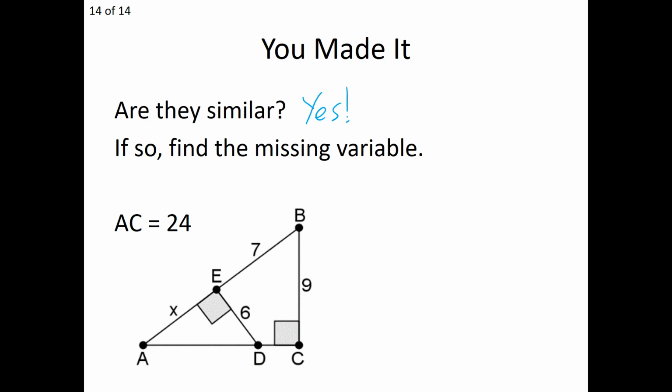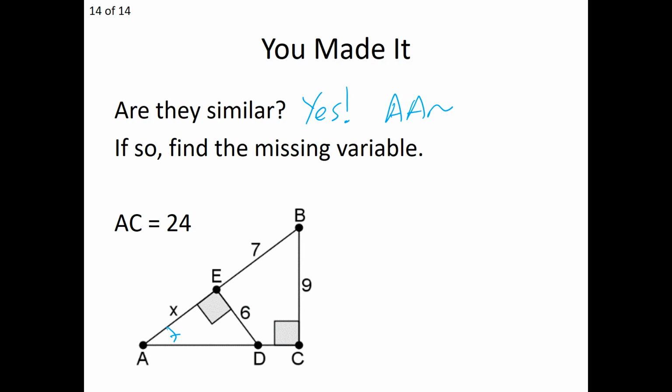I can show very quickly that these two triangles are in fact similar. How? Well, because I see the right angles already. Angle DEA and angle C are right, which means I know they're equal. And the two triangles share angle A. So yes, by angle-angle similarity, these two triangles are similar.